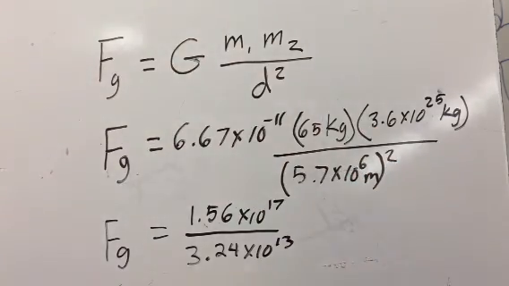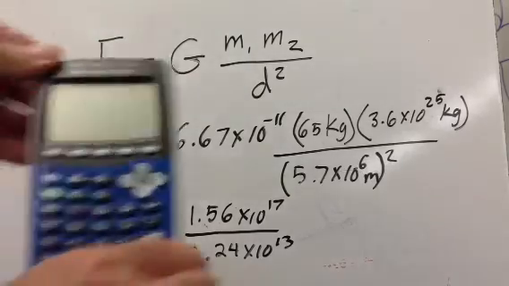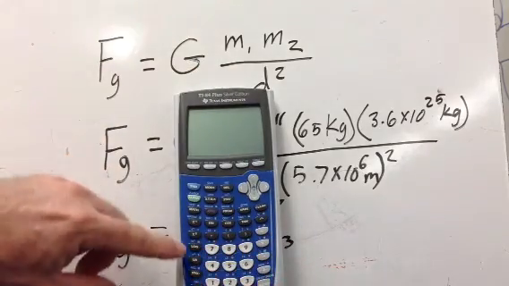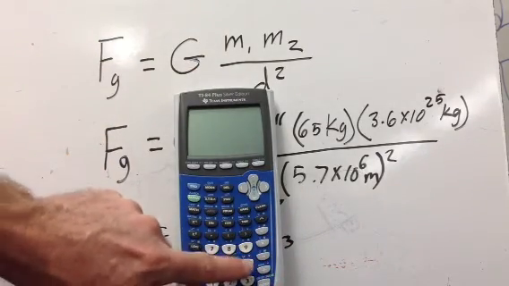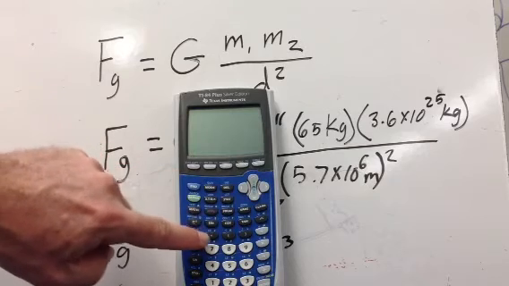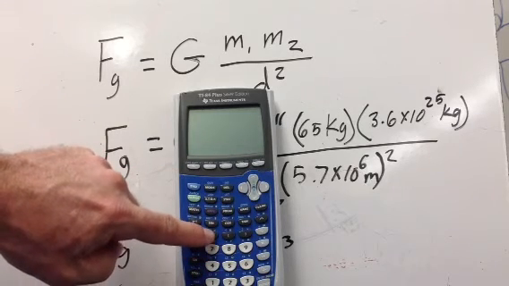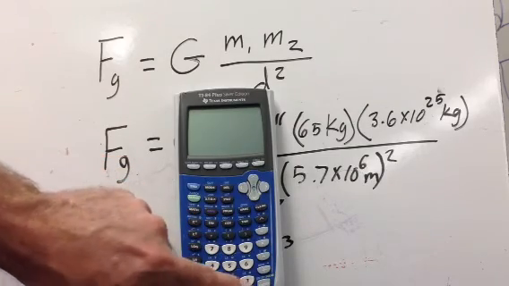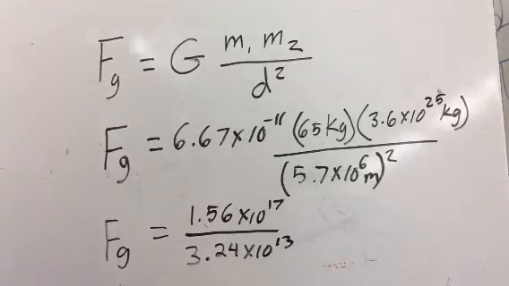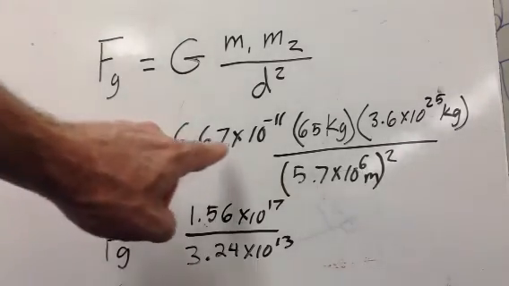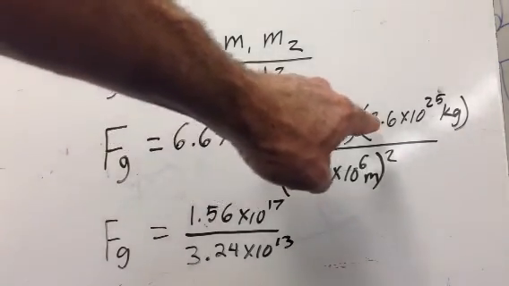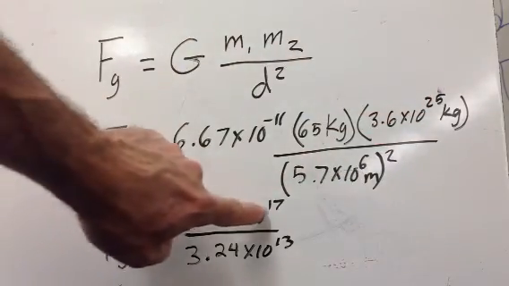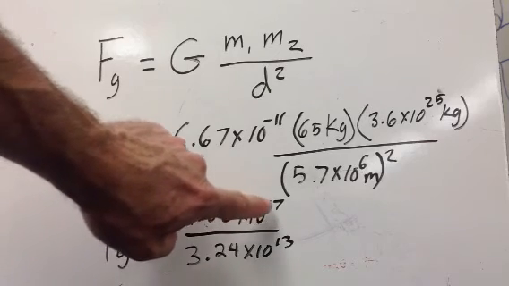Now, when we do this, we want to remember to use the EE key on our calculator. So if you'll recall, kids, what we're going to do is this. We've got to make sure that when we do this, we say 6.67, second function of the comma, which is right above the 7, puts us in the EE mode, and then we can just type the negative 11. Okay, so 6.67 times 10 to the negative 11 times 65 times 3.6 EE button 25, enter. That gives us this value right here, 1.56 times 10 to the 17th.